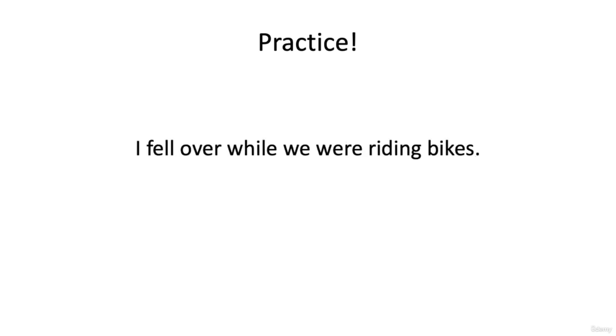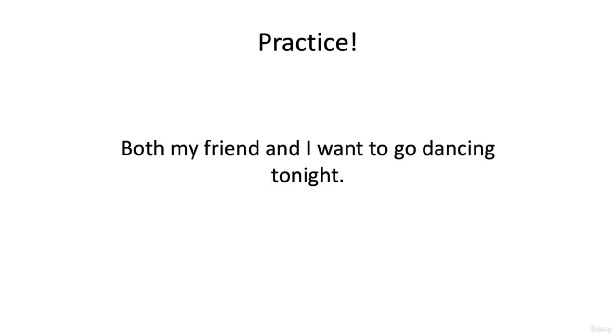I fell over while we were riding bikes. While is a subordinating conjunction or subordinator. Both my friend and I want to go dancing tonight. In this sentence, there is a correlative conjunction, both and, which indicates two people wanting to do the same thing.